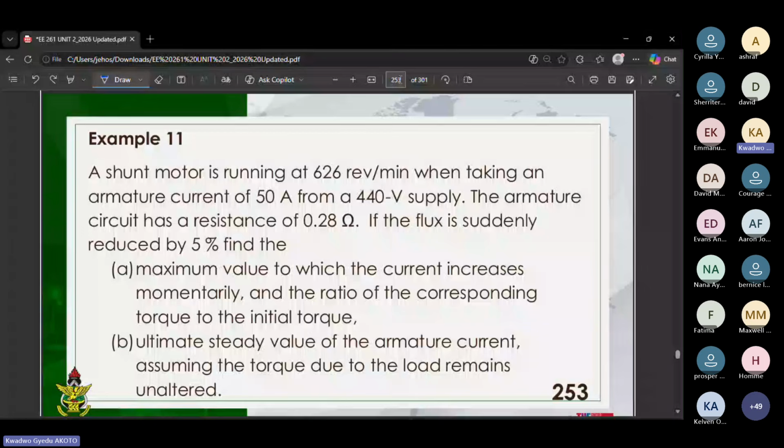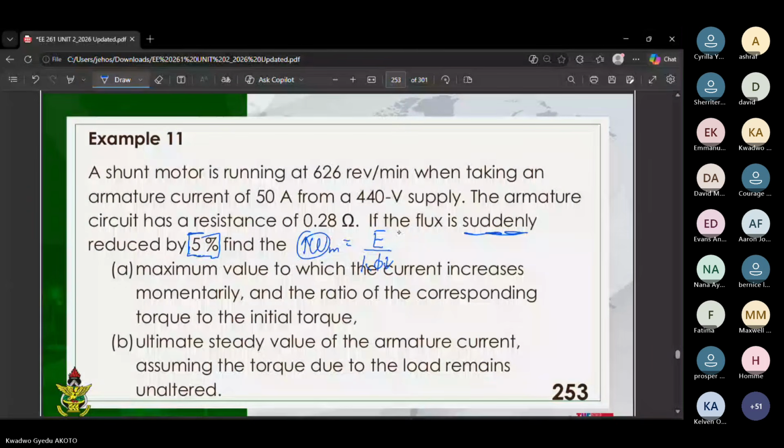But then we are making the analysis here with a sudden reduction. So when we are analyzing our current or the changes in our machine right before it starts to speed up again, we are not going to consider a change in speed because it's a sudden change, right? The flux is suddenly reduced. So upon that sudden reduction, the machine has not begun to speed up yet, right?